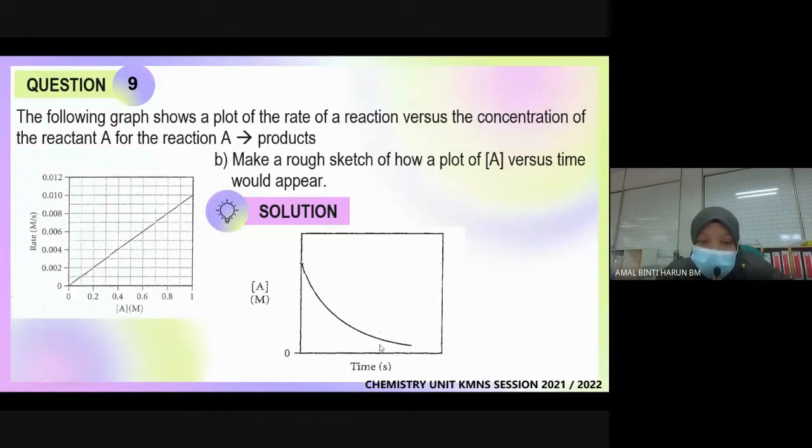Tapi panjang pendek dia ni, setiap half-life ni tak sama. Okay. Maksudnya benda tu kita boleh dapat bila kita plot graf atas kertas graf dia. Kita boleh plot graf A versus time. Kalau masa dia semakin pendek, dia adalah second order. Masa dia tetap je, first order. Masa dia semakin panjang, zero order.